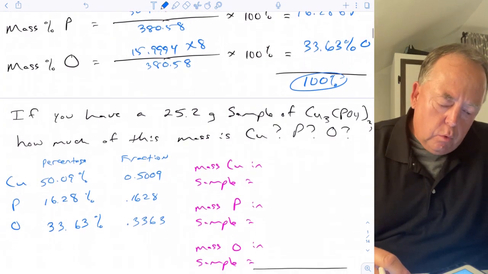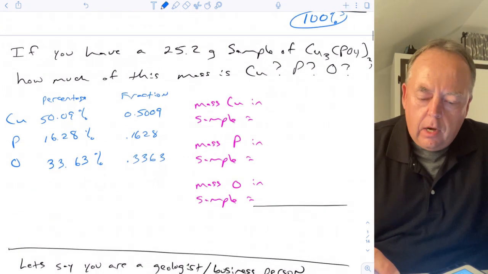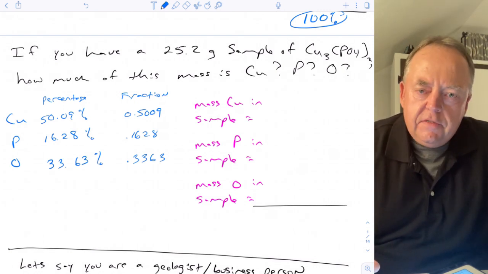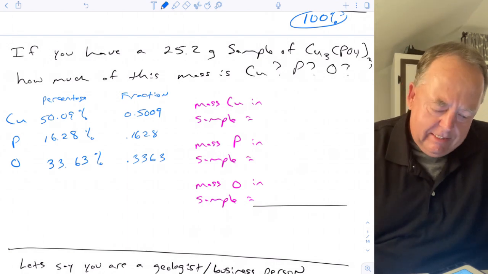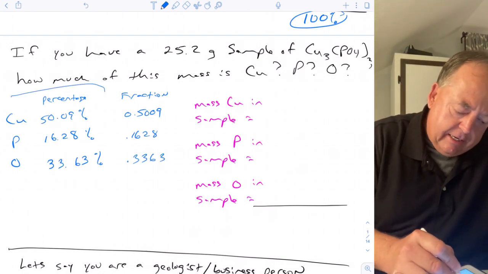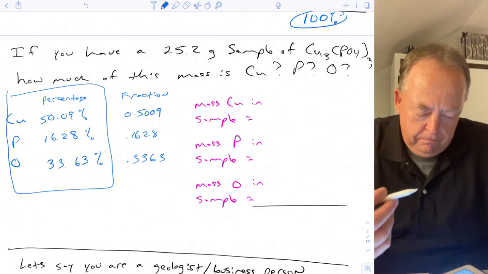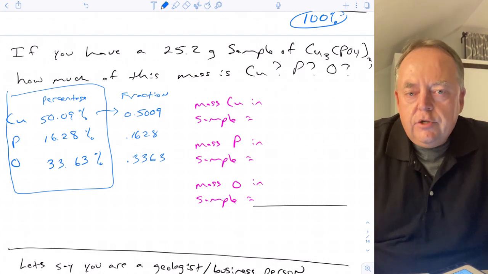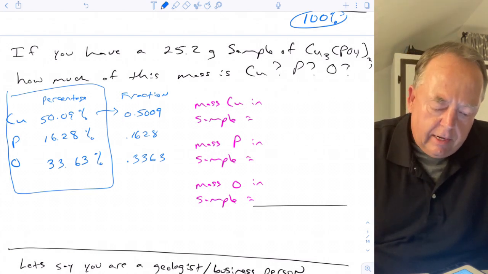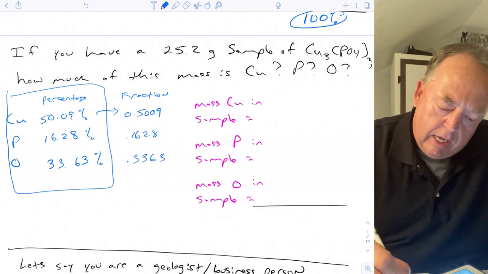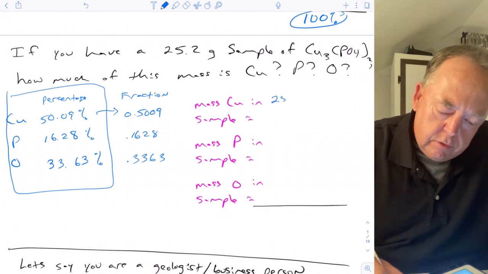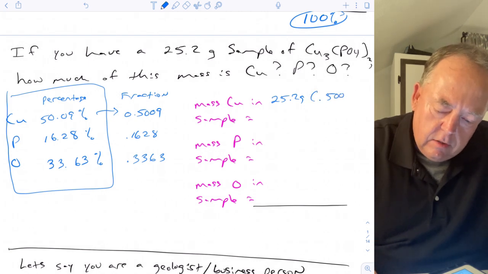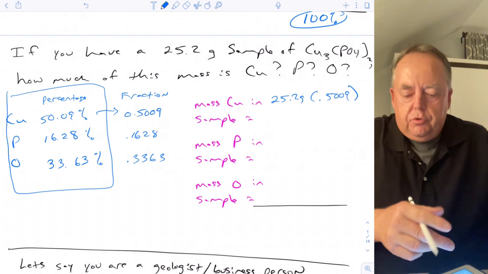Okay, so if you had a 25.2 gram sample of copper(II) phosphate, how much of that 25.2 grams is copper? How much is phosphorus? How much is oxygen? It's a pretty easy calculation. You would have to calculate the mass percentages first. So we've got the mass percentages now, so we can convert them to a fraction. Just divide by 100 to get rid of the percentage and convert it back to a decimal. So how much of this is copper? We would take the 25.2 grams in the total sample and multiply it by the fraction. And that's how much would be copper.